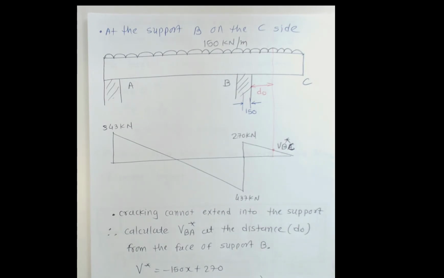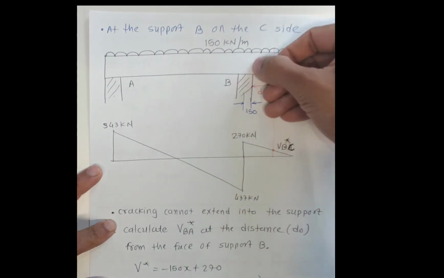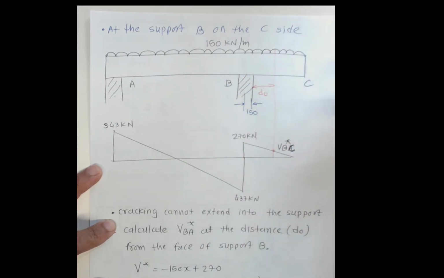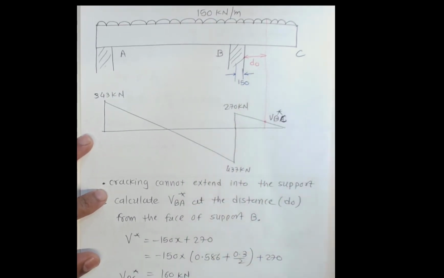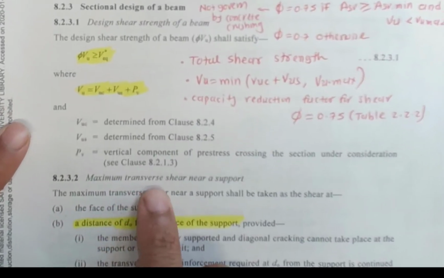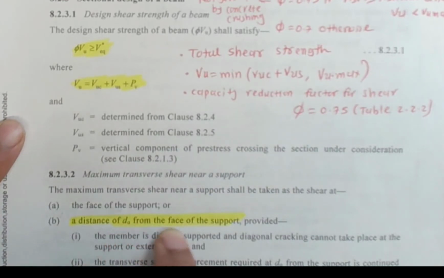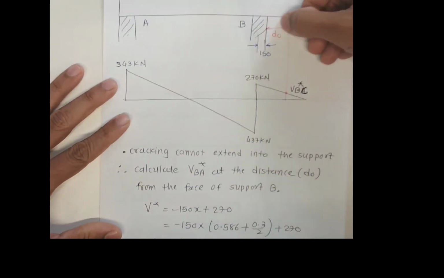Now the same strategy we're going to follow. Again, the cracking cannot extend into the support, so the cracking will not start here. Cracking generally starts a little bit of distance away, but we need to know what distance. In that case, the standard gives us the indicator that we can use the distance d0 from the supports, as written in 8.2.3(a) on page number 115, which has distance d0 from the face of the support. So we put the distance d0 from the support.